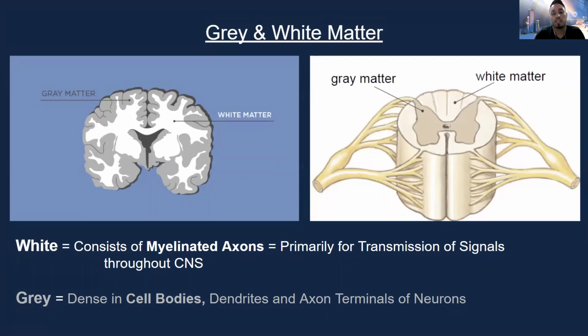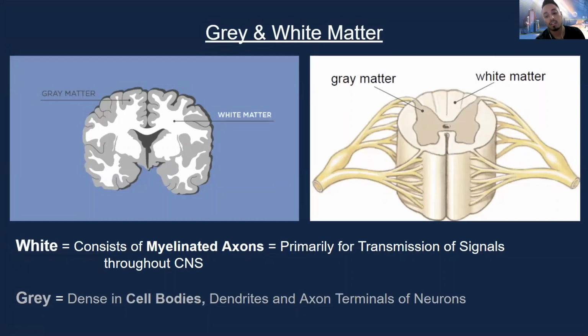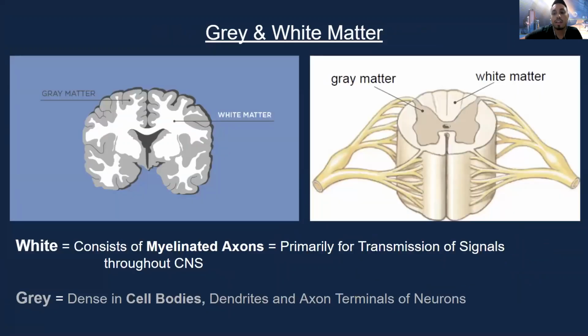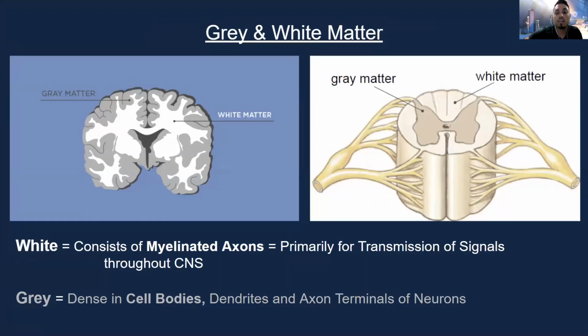And the gray matter contains a lot of cell bodies, and it also has the dendrites and axon terminals of different neurons. So it gives it its nice rich color. And that's essentially where a lot of the communication occurs, whereas the white matter is where the transmission of that signal occurs. And then when it reaches these dendrites or axons of different neurons is where the actual activity takes place.